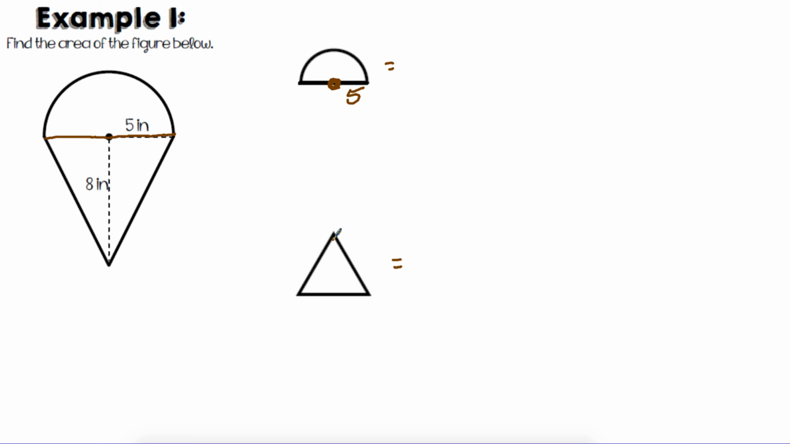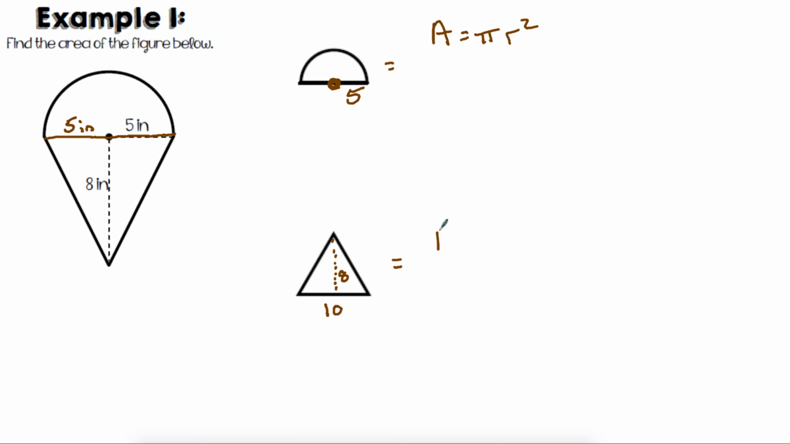I know my triangle has a height of 8, because that was the height of this triangle. The radius of this half circle is 5, so that means the base of the entire triangle is 5 plus another 5. So this whole triangle has a base of 10. I took this triangle and flipped it around so it's standing up, with a base of 10 and a height of 8. Now I should be able to use my formulas to solve for area for both of these.